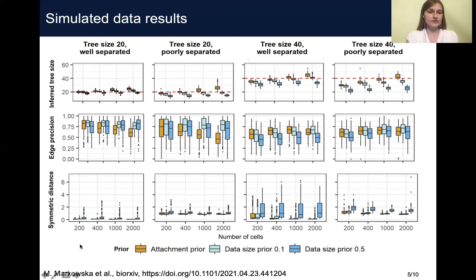And the last measure, symmetric distance, is assessing the quality of breakpoint inference. For the easiest scenario, the symmetric distance is almost 0. So this means that for almost all cells, we have inferred all their breakpoints correctly. And here, for other scenarios, the symmetric distance is equal to 1. This means that we have wrongly inferred only one breakpoint in an average cell.